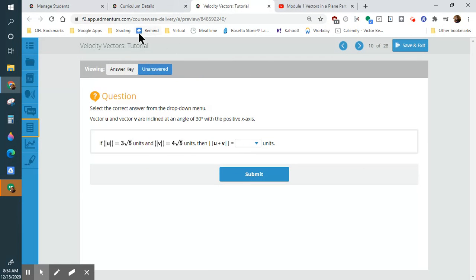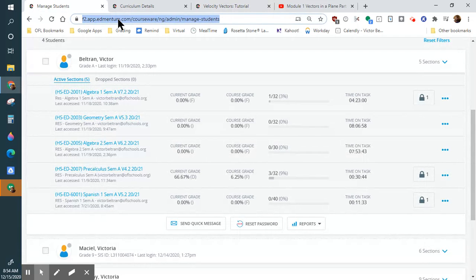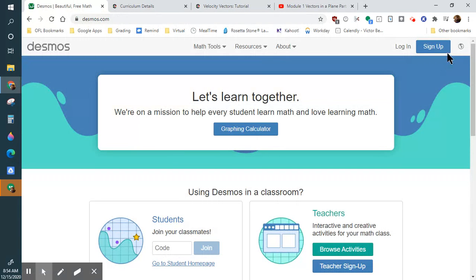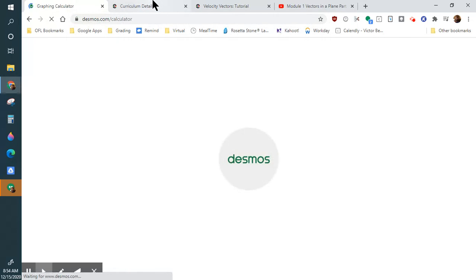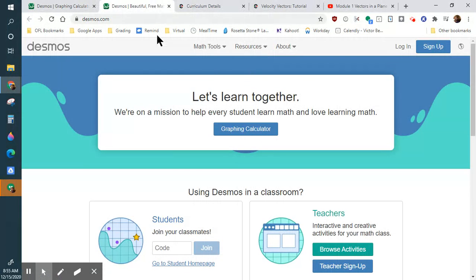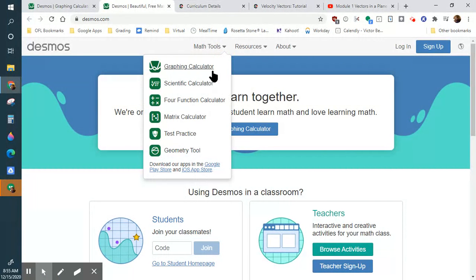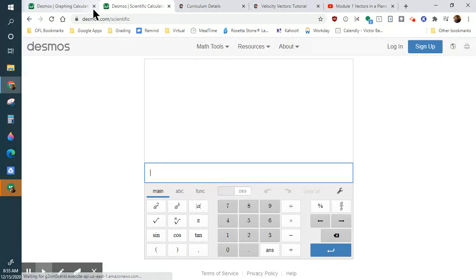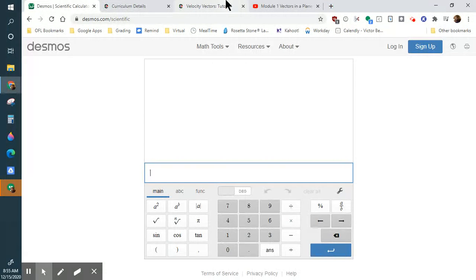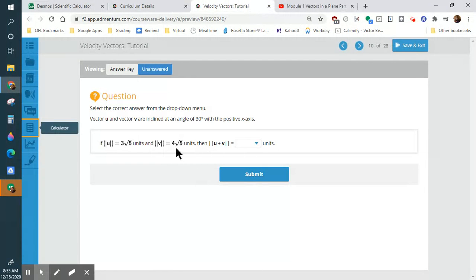So what I want you guys to do when you have to do vectors is go to desmos.com, graphing calculator, or not graphing calculator, I'm so sorry. Go to Desmos, Math Tools, Scientific Calculator. All right. So I don't know why they're having us do this because we proved that it doesn't work. Indicated at this angle.